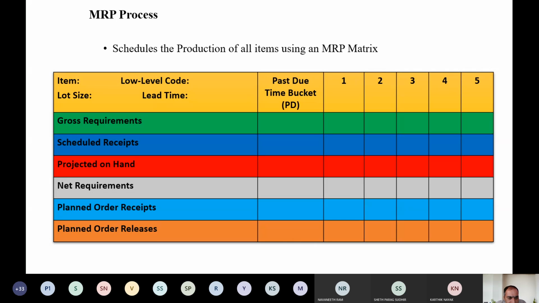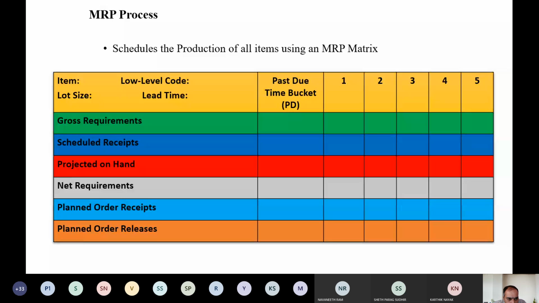I'm asking you two questions. Your gross requirement is 5 tires. Your projected on-hand inventory is 3. What is your net requirement? The same question which I asked in the last class. 2, sir. 2. Okay.